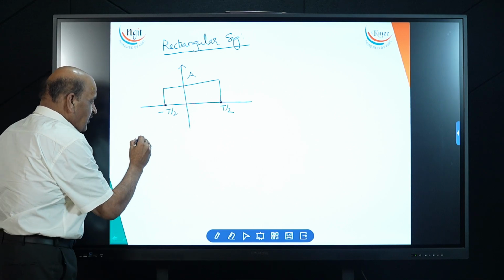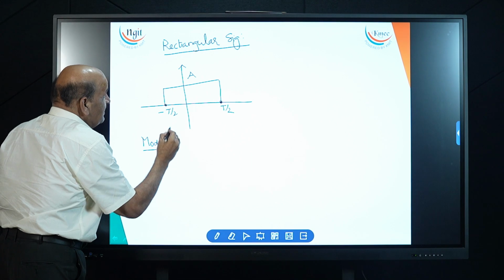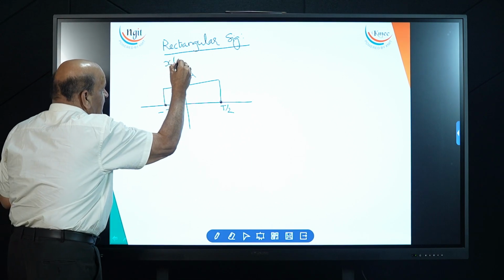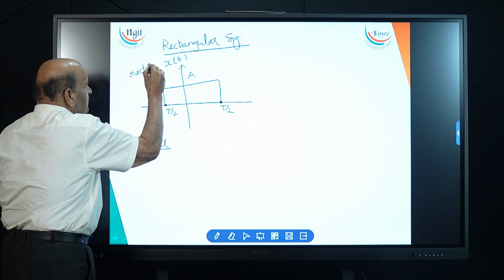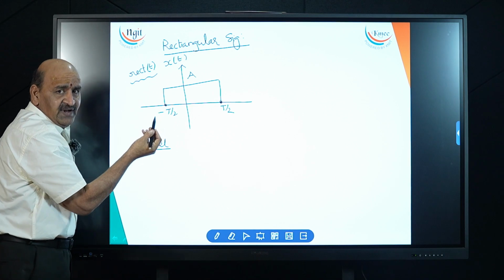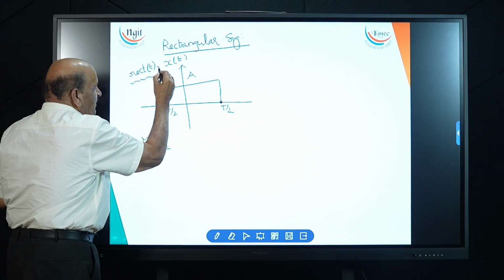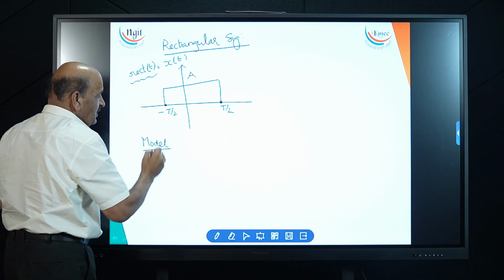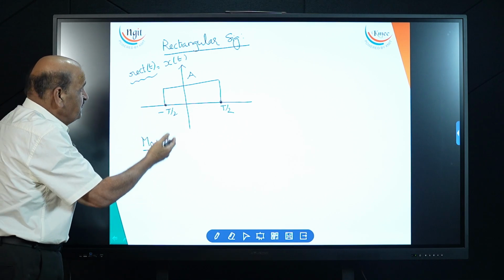Now, how to model the given signal? This is x of t. X of t, generally we write it as rectangular signal. They call it RECT, rectangular signal. RECT stands for rectangular signal. You can write x of t also. This is called rectangular. How to give a model, a mathematical equation, to this sketch?